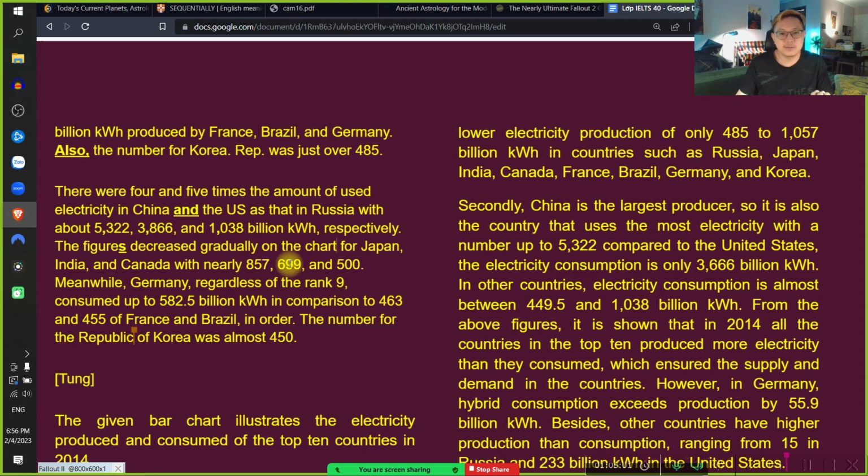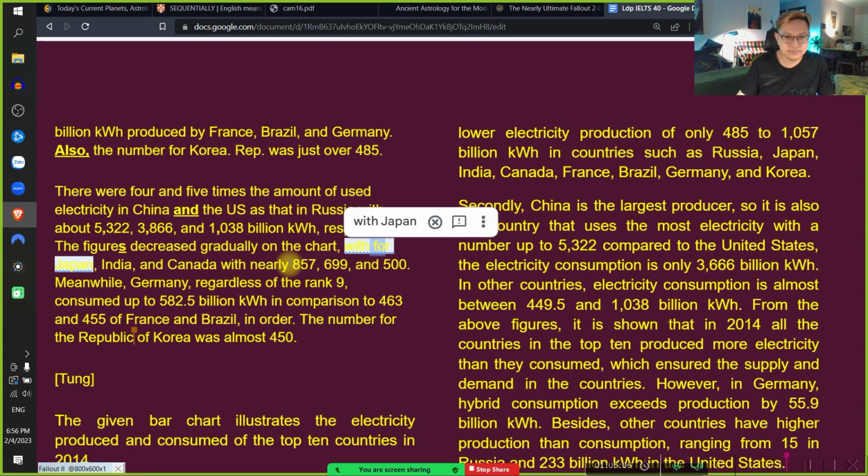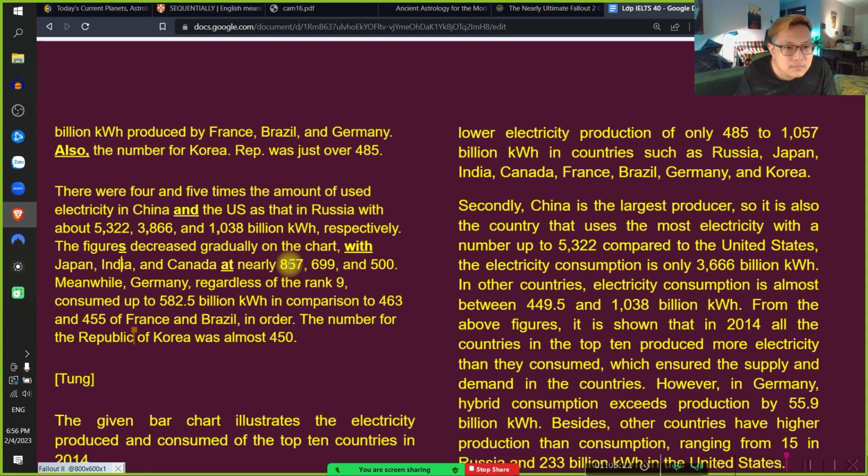The figures decrease gradually on the chart, with Japan, India, and Canada at nearly these three numbers.